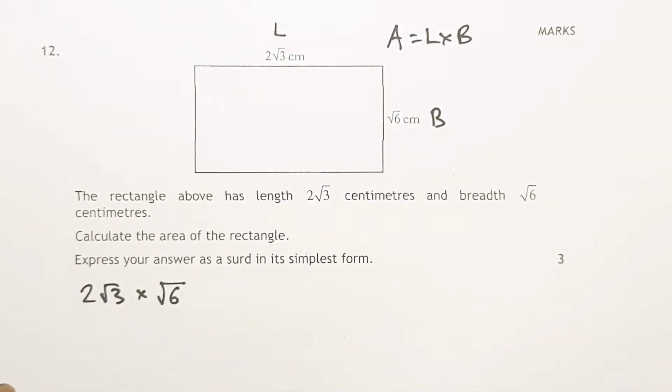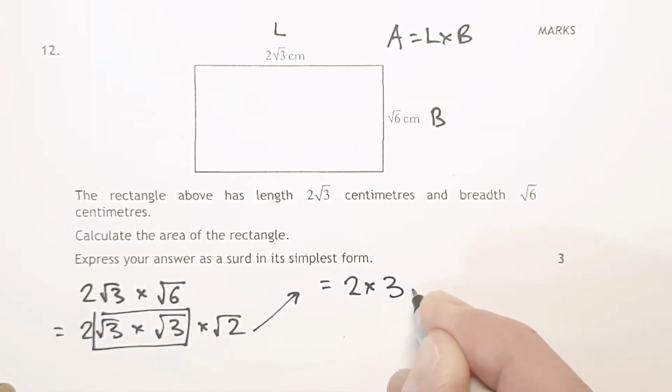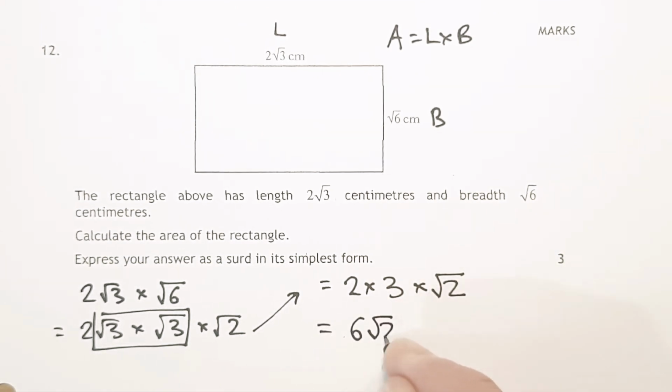Now what we can do is split up the 6, because 6 isn't a prime number, 3 is a prime number, so we can't split that up at all. But we can say that is 2 root 3 times root 3 times root 2. So we split the 6 into the 3 and the 2. Now you should know that root 3 times root 3 is just 3. So that's going to be equal to 2 times 3 times root 2, which is therefore 6 root 2.